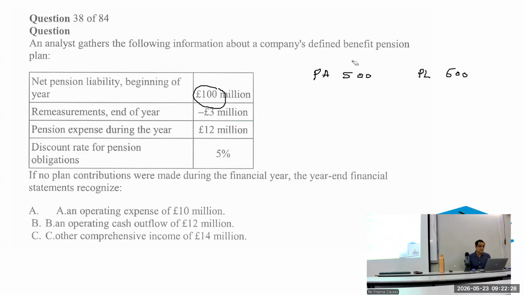Okay, so there's some remeasurements. I hope you are aware about this remeasurements. अभी मैं नहीं बताऊं. Then there is pension expense during the year. The discount rate is given to calculate this pension liability, which is 6%. And there were no contributions, so contributions were 0.